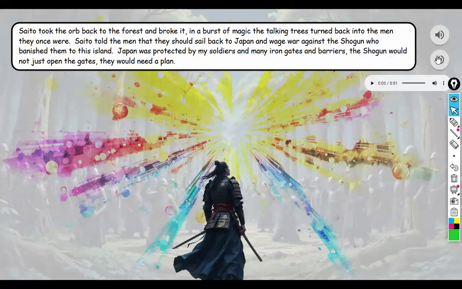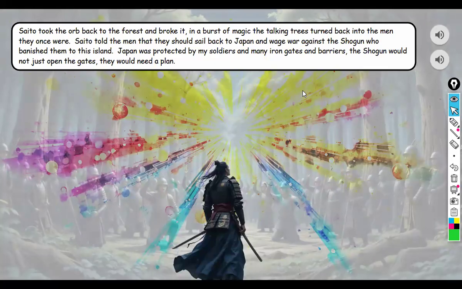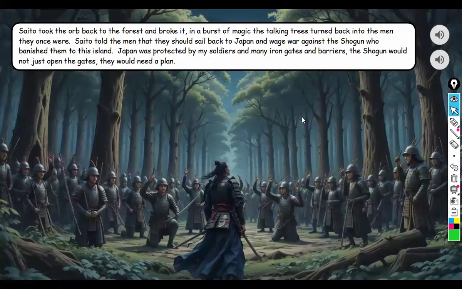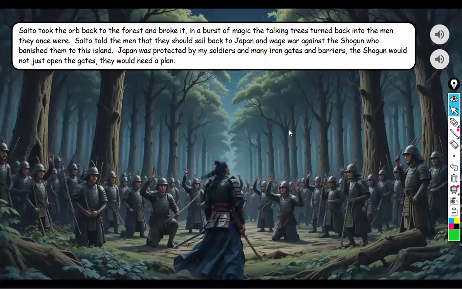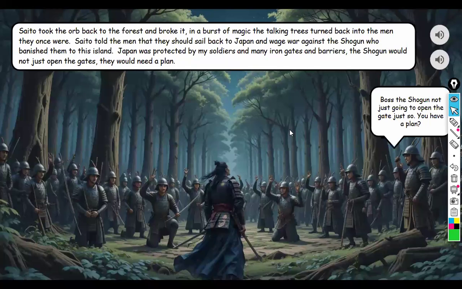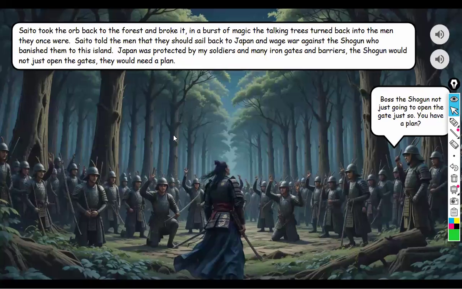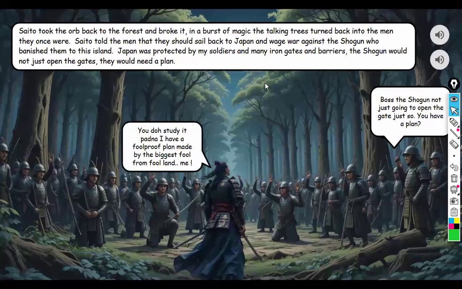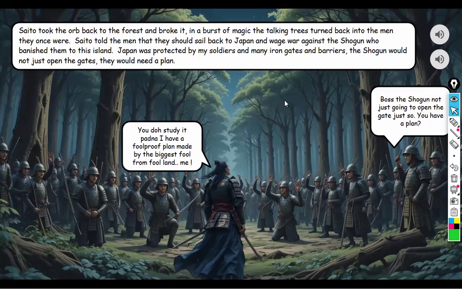All right. Right, but he would need a plan, right? He would need a plan to get the shogun to open the gates, right? Right, and somebody just wants me to go back to the last slide, just a screenshot, right?